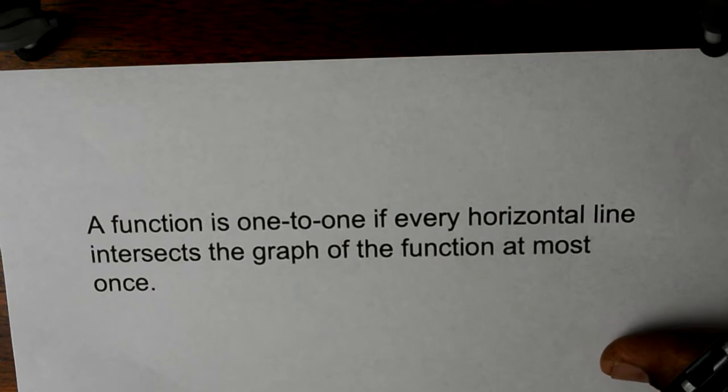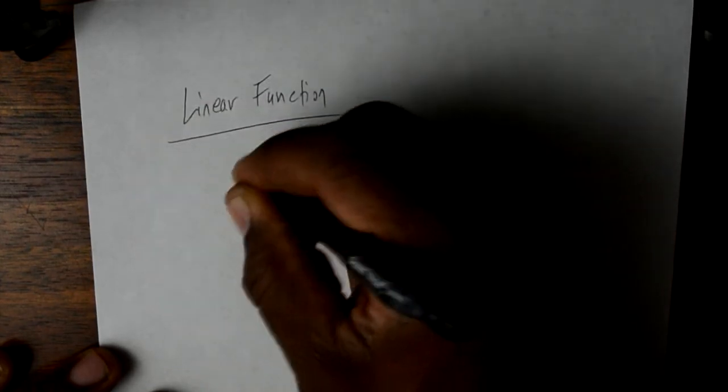So let's take a look at some of algebra's common graphs to see if they are one-to-one, that is, if they pass a horizontal line test. First, we'll take a look at a linear function. And for our linear function, the most general form is y is equal to x.